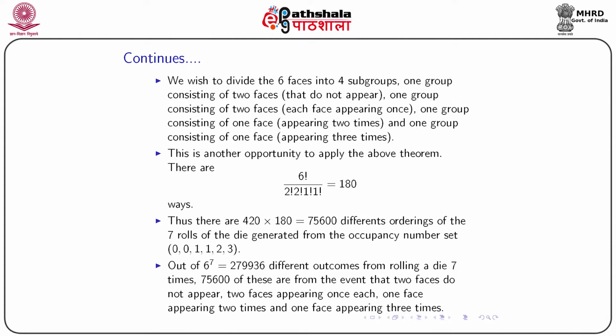If you consider the total number of outcomes, it will be 6 to the power 7, and this number is 279936. Out of this huge number of outcomes from rolling a die 7 times, 75,600 are from the event that 2 faces do not appear, 2 faces appear once each, 1 face appears 2 times, and 1 face appears 3 times. So using the theorem that we have just mentioned, we can compute the sum in this way.